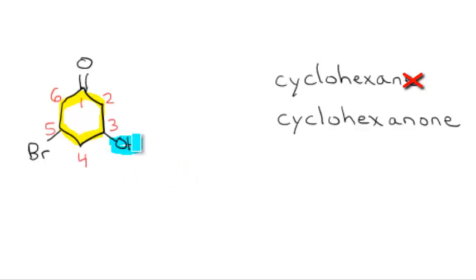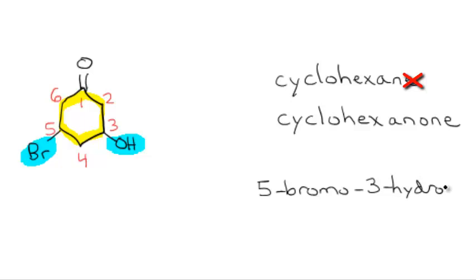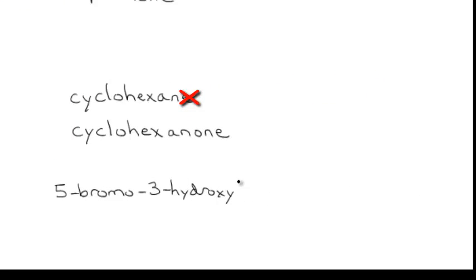Now, we just identify the substituents, which we did earlier. Our hydroxyl OH on carbon 3, and our bromine on carbon 5. For naming this compound, we name off the substituents in alphabetical order. That will start with the 5-bromo, then 3-hydroxy, and then straight into the parent name, cyclohexanone. So this is the final name of our compound, 5-bromo-3-hydroxycyclohexanone.